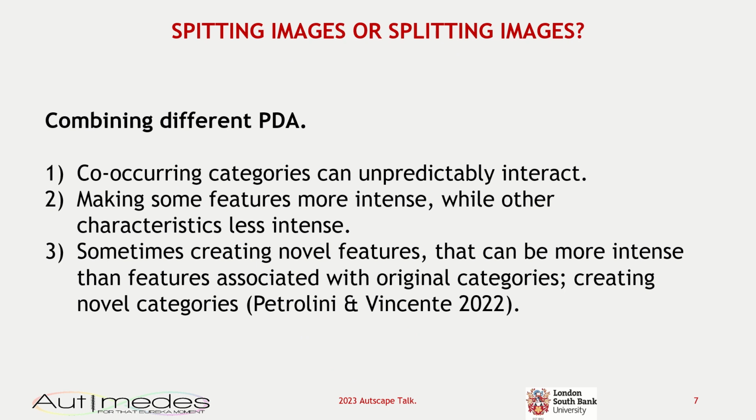It's important because most people who are diagnosed with a diagnostic category from the main American diagnostic manual will have two or more such categories, and we know that these categories often unpredictably interact with each other. What that means is that some features may be more intense, others may be less intense, but they might also interact to create novel features which can be more intense or more problematic than the original categories. And this can create new categories by itself.